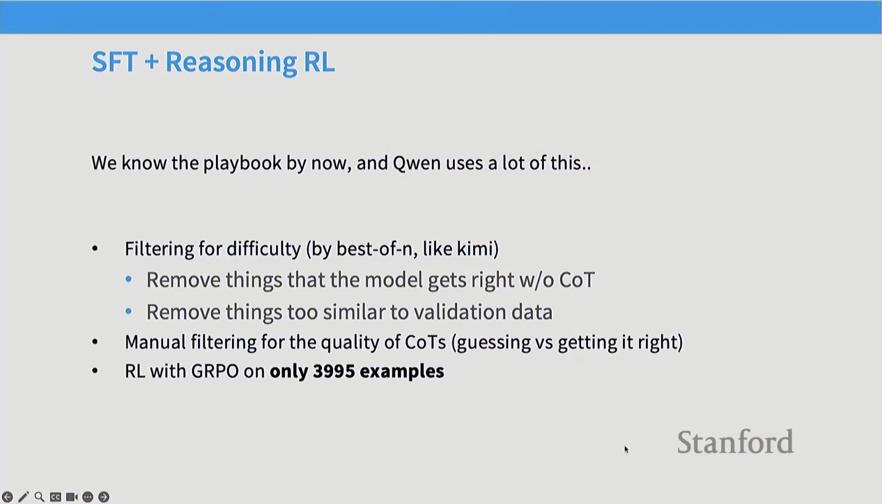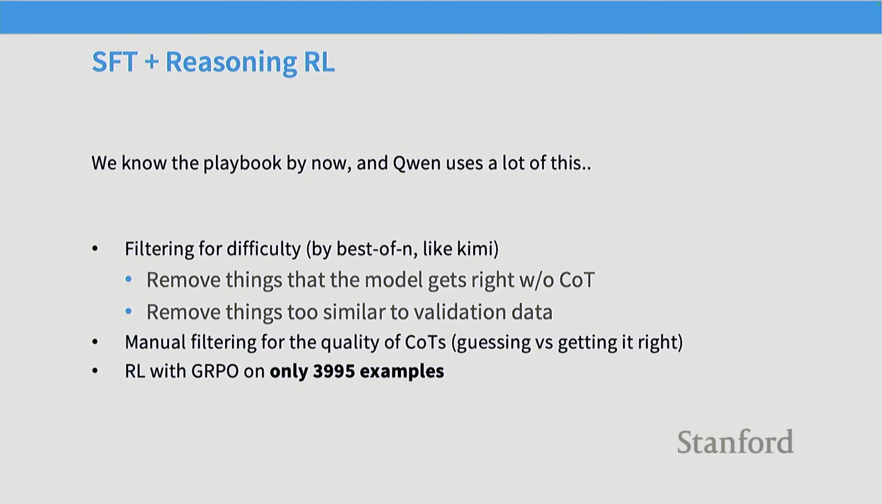We already know a lot of the playbooks, so I can go through this fairly fast. Much like Kimi, they curate the data by filtering for difficulty using best of n. So if your base model that hasn't been RL'd can already answer it when you sample n times, then you can just get rid of it. They also do some decontamination, where they remove things that are too similar to validation data. And then they also manually filter their SFT set. For their initial SFT data for long CoTs, they manually filter it for whether they are guessing or whether they actually got it right.